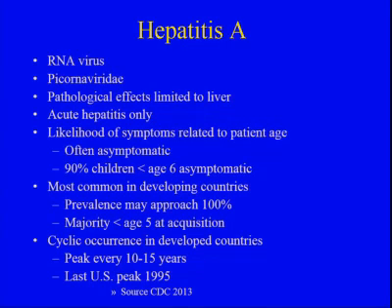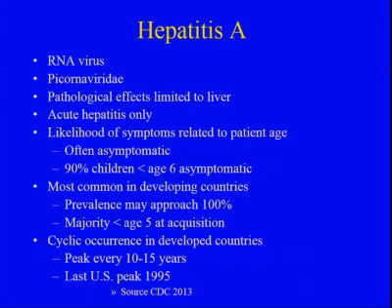So first we're going to talk about hepatitis A. It's an RNA virus. It belongs to the class Picornaviridae. So if you break that down, pico means small, RNA, and then viridae. Its effects are limited to the liver, and it only causes an acute hepatitis. You're often asymptomatic with this. In developing countries, most individuals have had it. The prevalence may approach 100%.